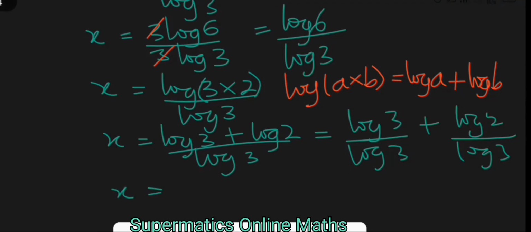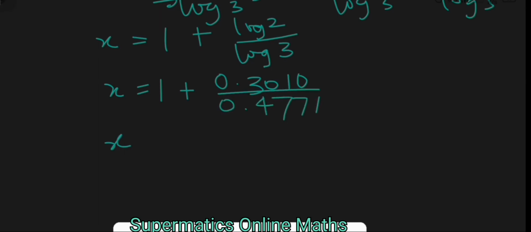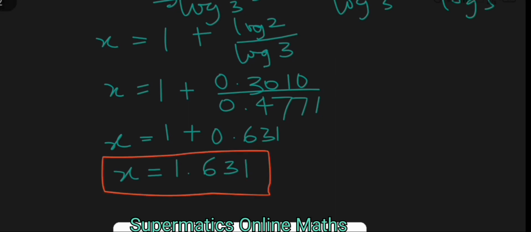That is, x is going to be 1, that's for log 3 over log 3, plus log 2 over log 3. X is 1 plus, with log 2 being 0.3010 and log 3 being 0.4771. X is 1 plus 0.631 when the division is made, and x will be 1.631.